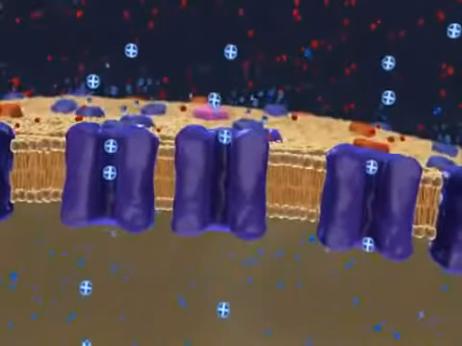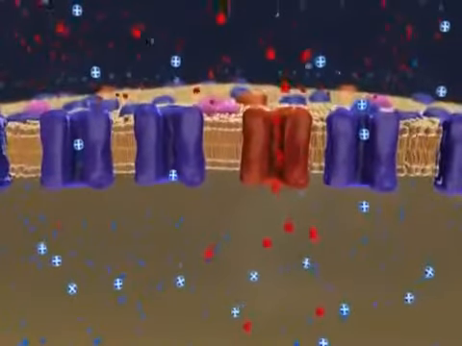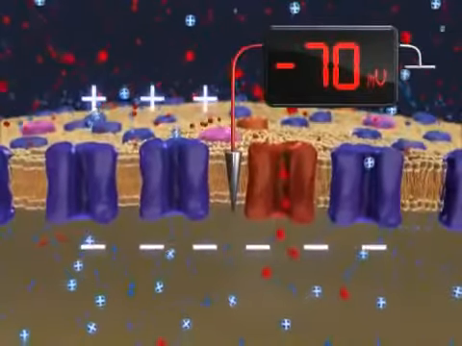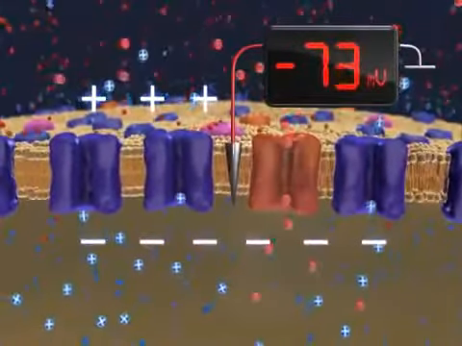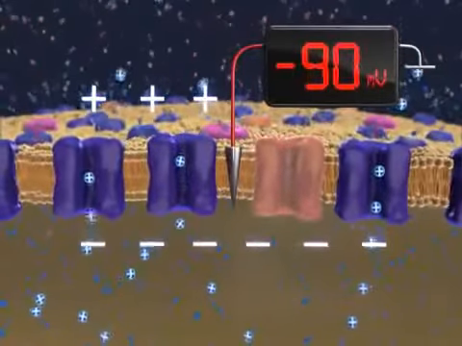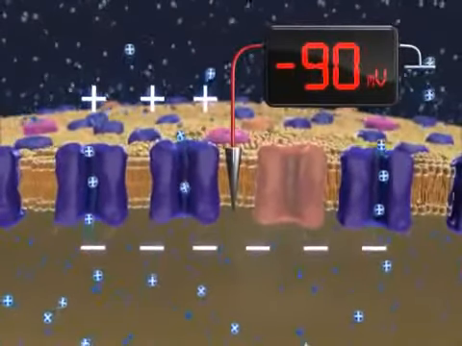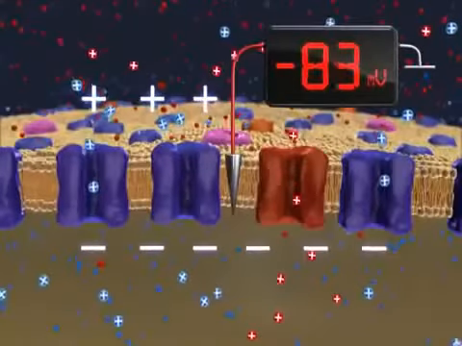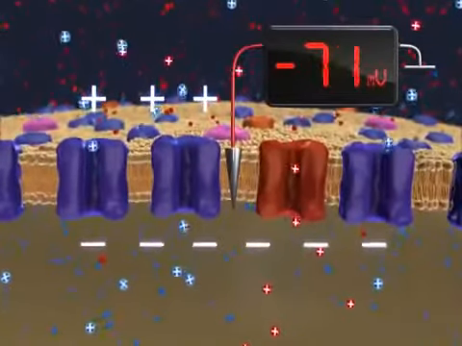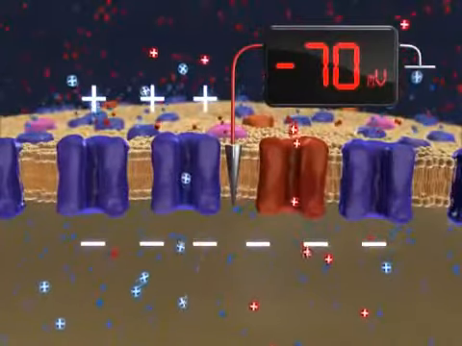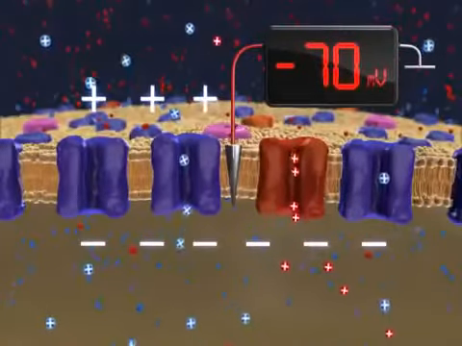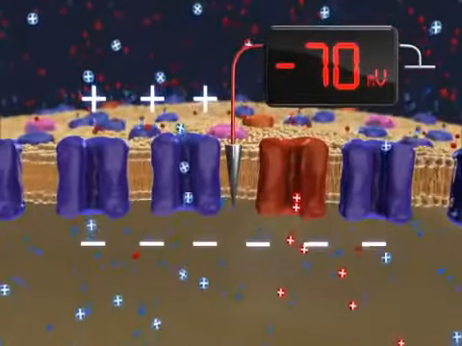As positively charged potassium ions leak out of the neuron, the inside surface of the membrane becomes negatively charged compared to the outside surface. If potassium was the only ion moving, the potential would stabilize at minus 90 millivolts. However, positively charged sodium ions leak into the neuron, which slightly offsets the negative charge and raises the voltmeter reading to minus 70 millivolts.